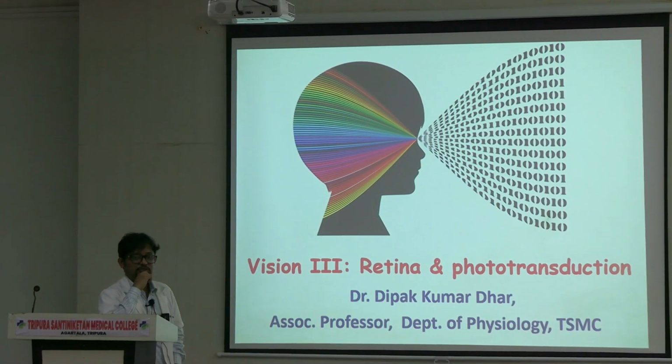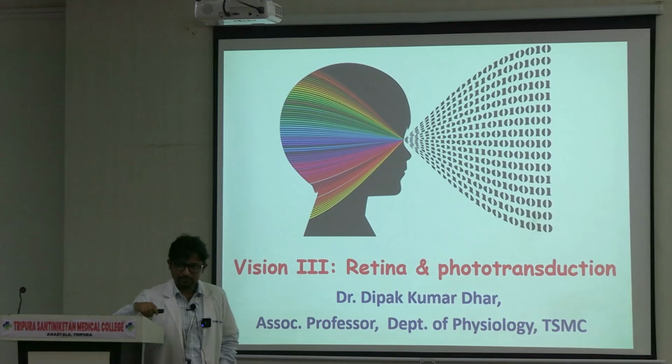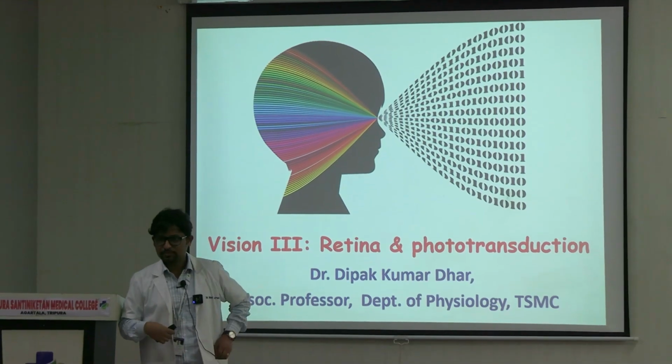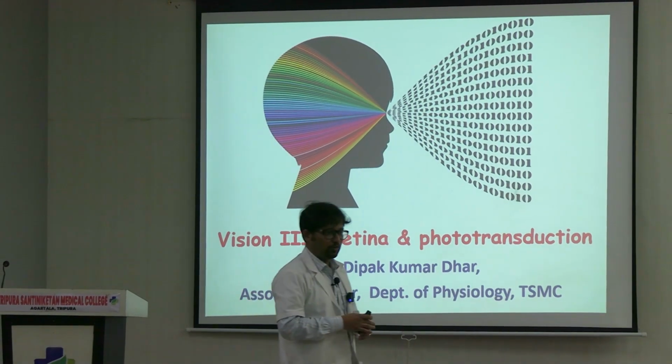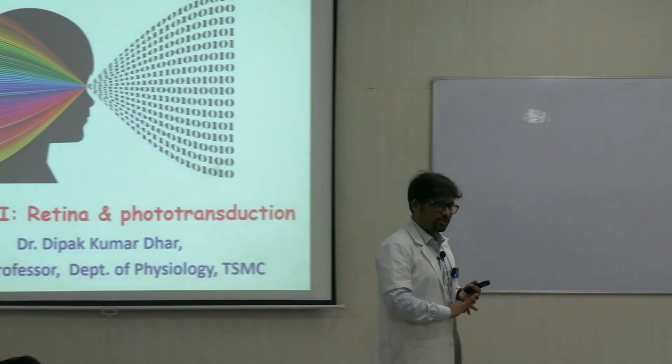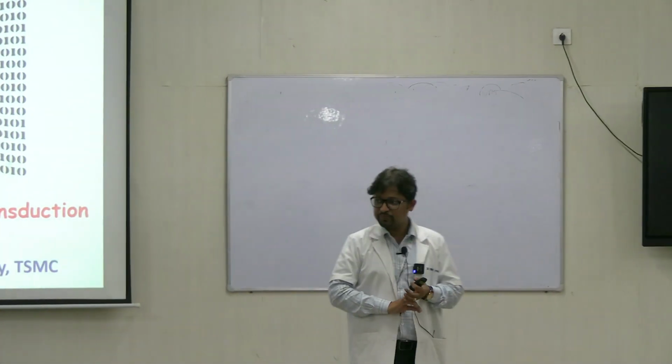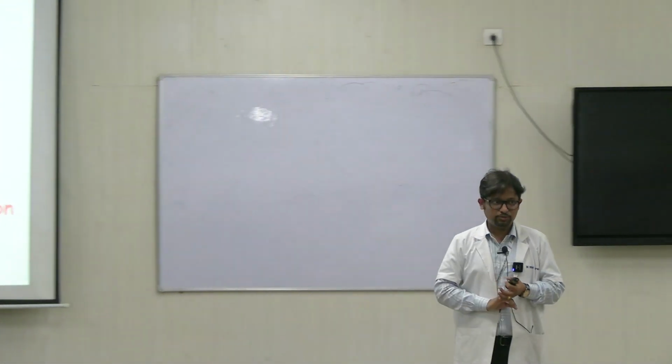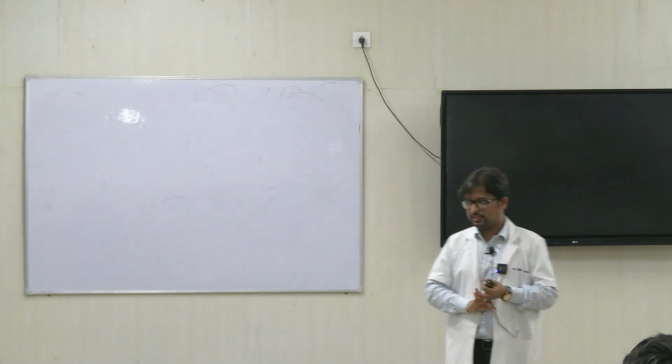So retina is the neural layer, the innermost coat of the eye. So how many coats do you remember? The eye has how many coats? Outermost coat is the fibrous coat. Middle coat is the vascular coat, also called the uvea. Innermost coat is the neural coat, the nervous coat, called the retina.